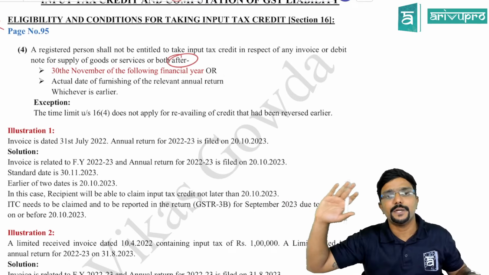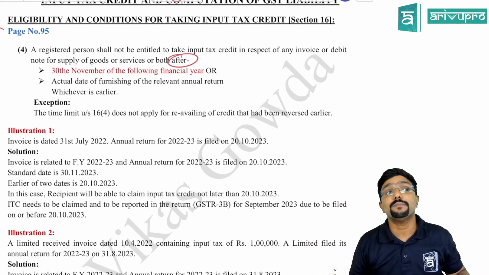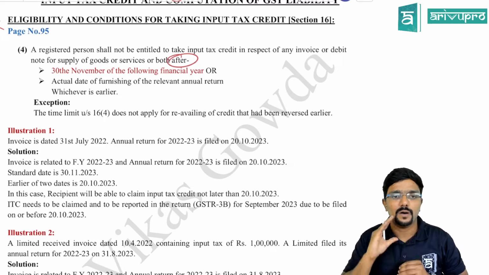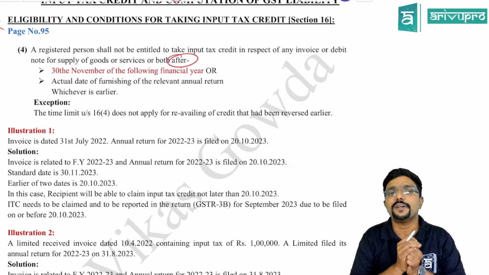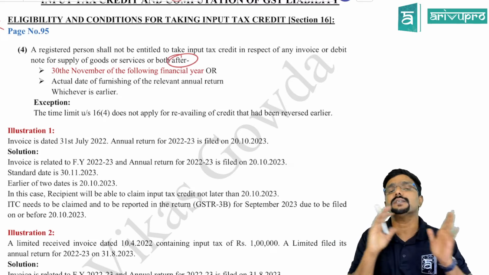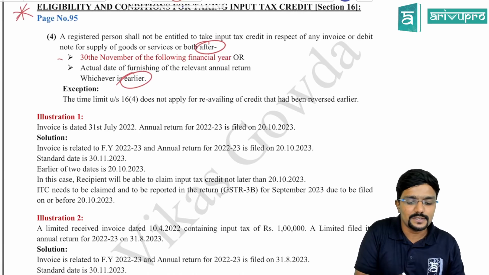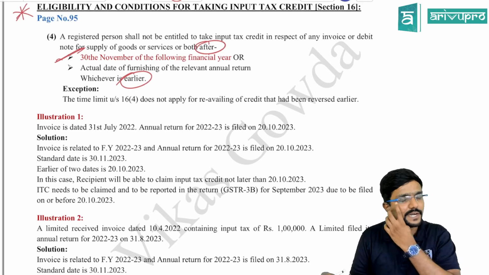Previously this was the due date to file the return for September month of the next year. Now they have changed it. The amendment is with respect to this point: or the actual date of furnishing of the relevant annual return, whichever is earlier. Okay, whichever is earlier. So this is the important point where they have changed it.